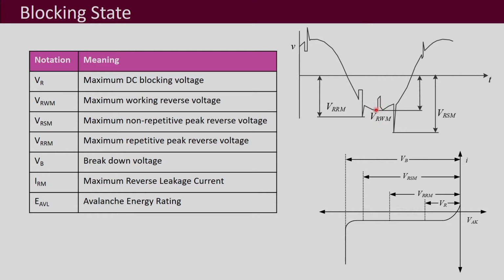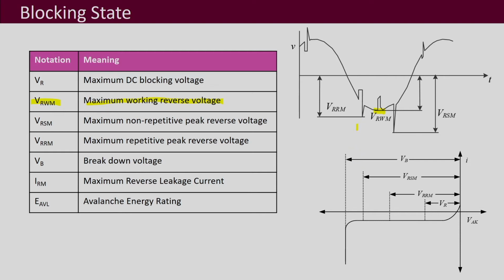In that case, a few of the terms that can be noted down are like this. The voltage which is the negative peak of the sinusoid, which the diode is going to block every cycle without any transients or glitches or surges coming in, is denoted as VRWM. VRWM is your maximum working reverse voltage. That means this is the working reverse voltage that you expect theoretically.